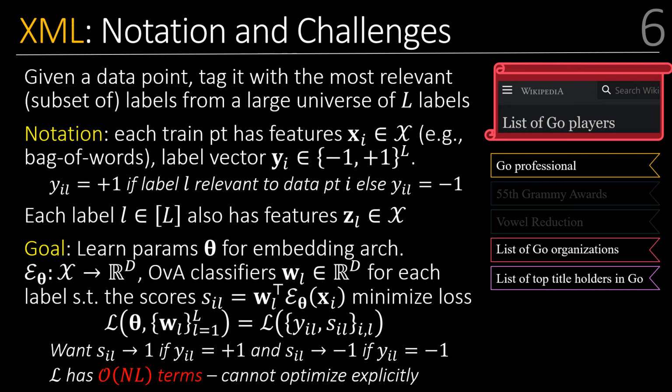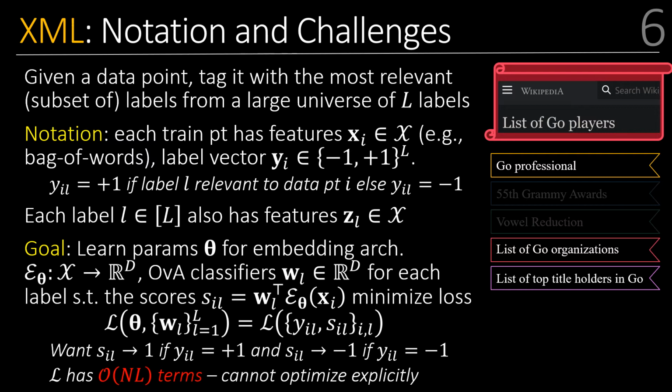Formalizing the notation, each data point has feature x_i and a sparse label vector y_i of length L. Further, each label l has features z_l associated with it. Note that we are primarily considering scenarios where both x_i and z_l are computed from the associated text. For example, x_i is computed from "list of Go players" and z_l can be computed using "Go professional" or "list of top title holders in Go", etc.